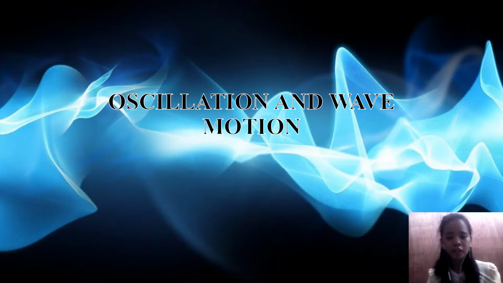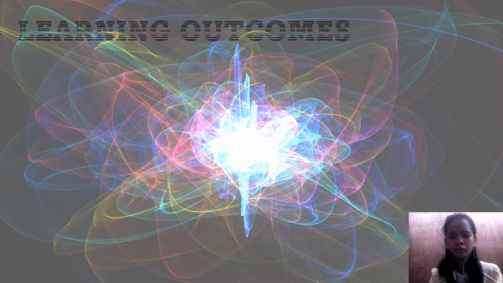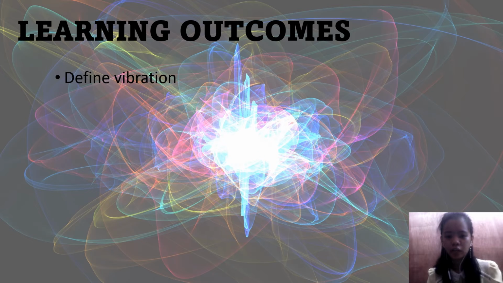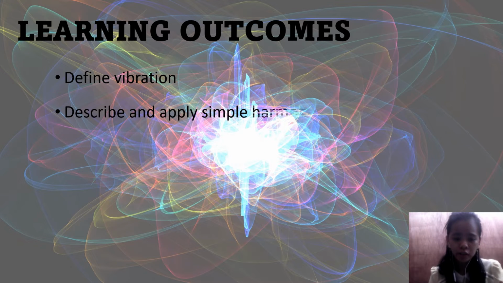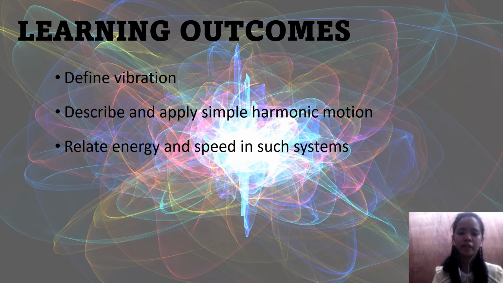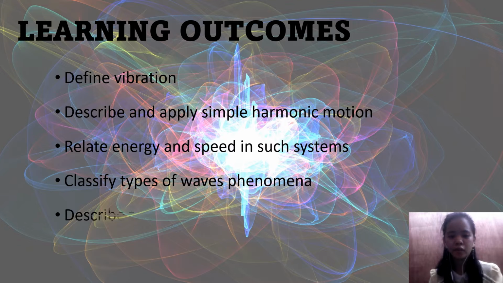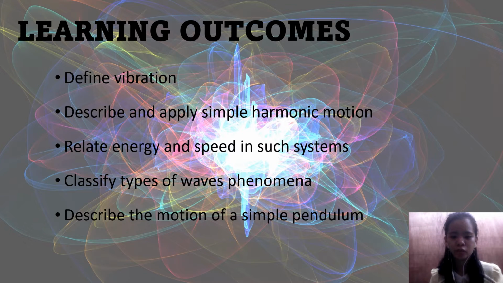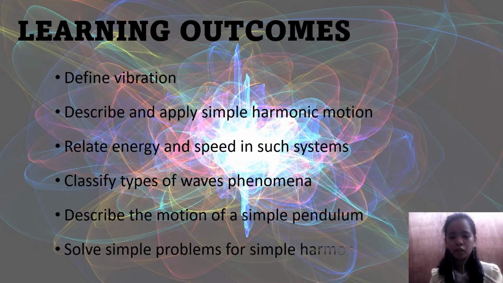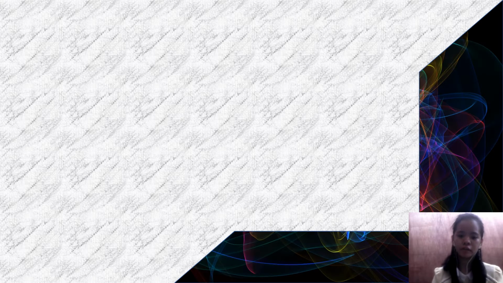Our topic is oscillation and wave motion. So, learning outcomes: define vibration, describe and apply simple harmonic motion, relate energy and speed in such systems, classify types of wave phenomena, describe the motion of a simple pendulum, and solve simple problems for simple harmonic motion.